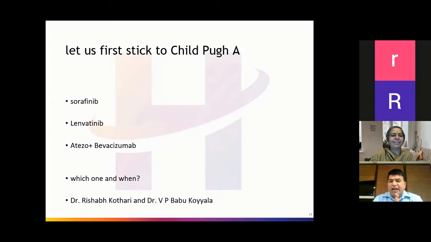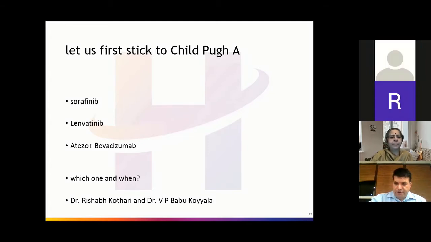Let us first stick to Child Pugh A and then come to Child Pugh B, because we need to cover advanced HCC. I want to cover first and second line if the time allows us. For a Category 1 recommendation or FDA approval in a randomized controlled trial in Child Pugh A, systemic treatment is three: sorafenib, lenvatinib, and atezo-bev. Which one and when? Dr. Venkata Pradeep Babu, I can start with you.